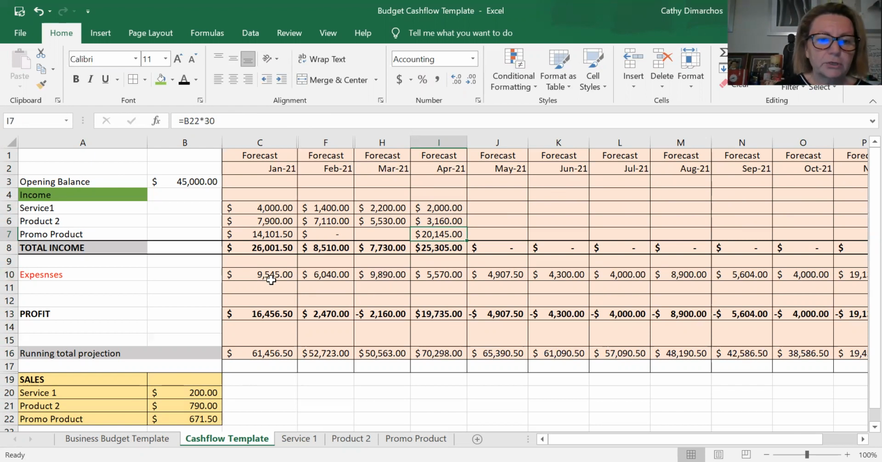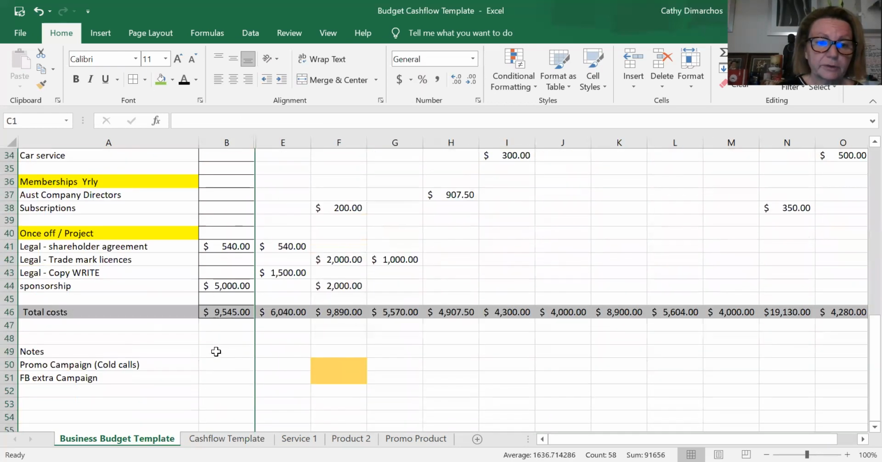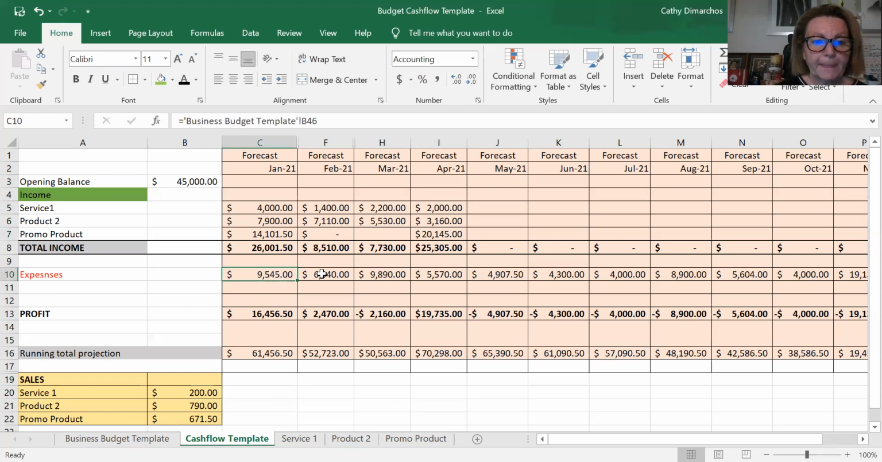In this line here, you'll notice that the figure is in fact carried forward from the budget. So if you go all the way to the bottom, the January expense is 9545, which is what's been carried over. Now I have actually put in, if you go into each of the cells, you will see that I have formulated this. And then what we're doing here is deducting our actual income or the expenses from the income to get to your profit.